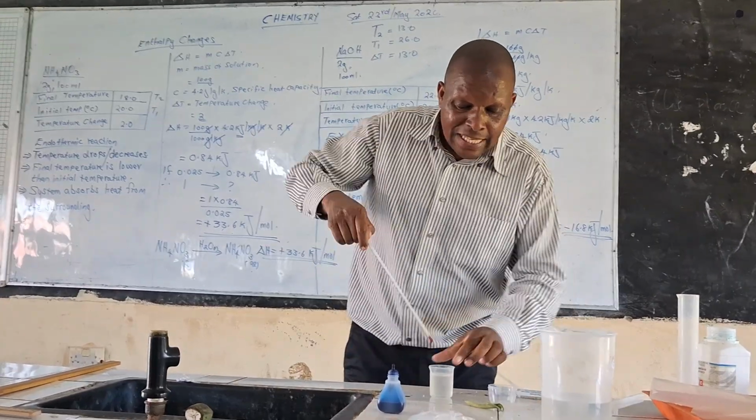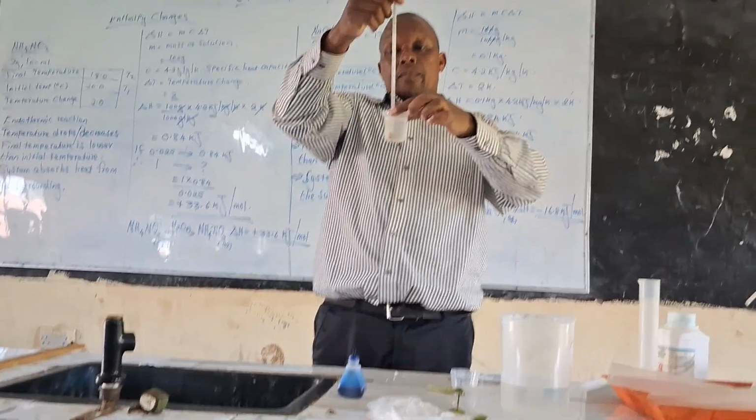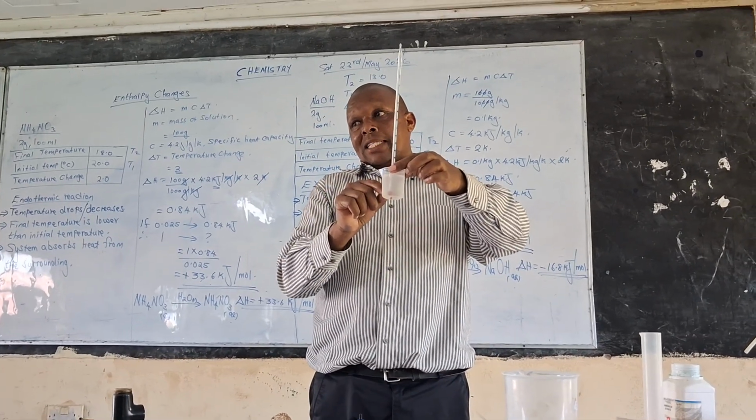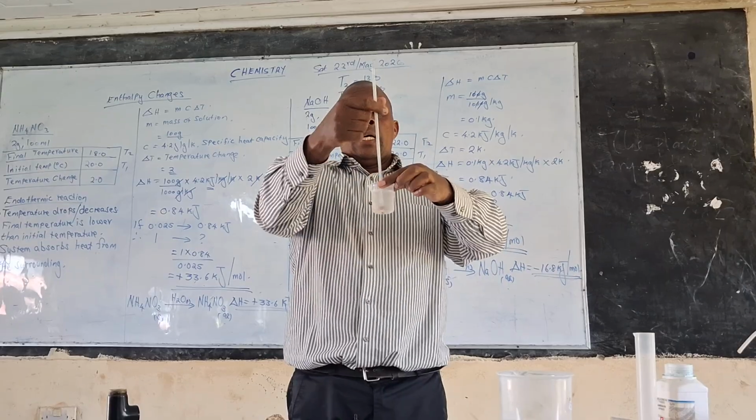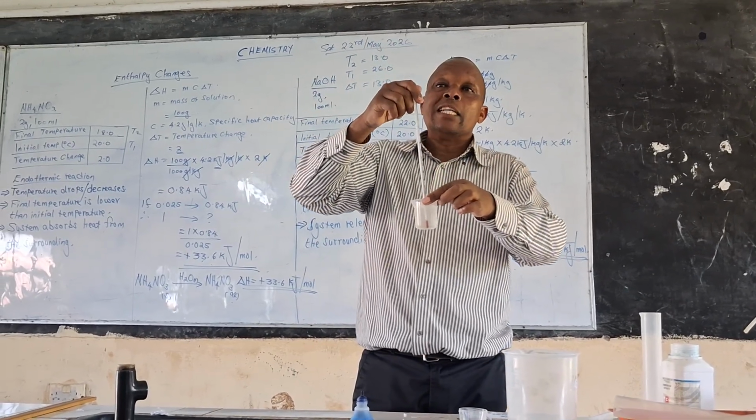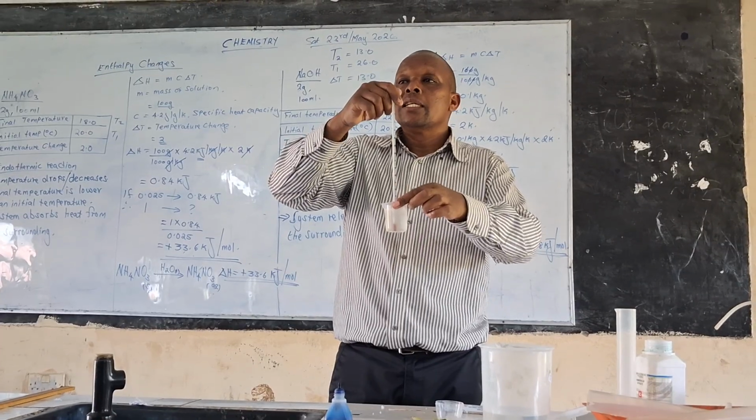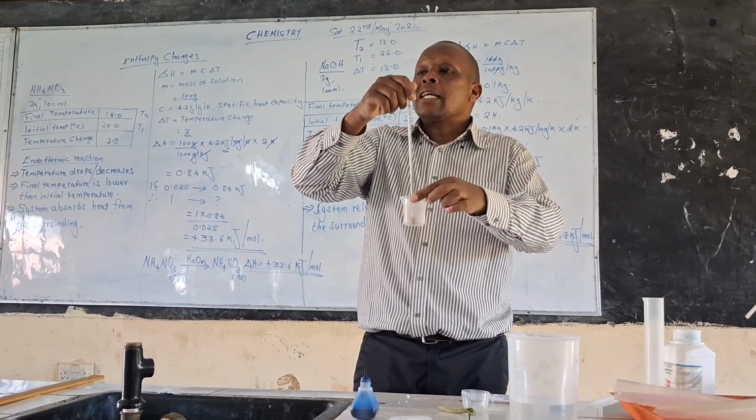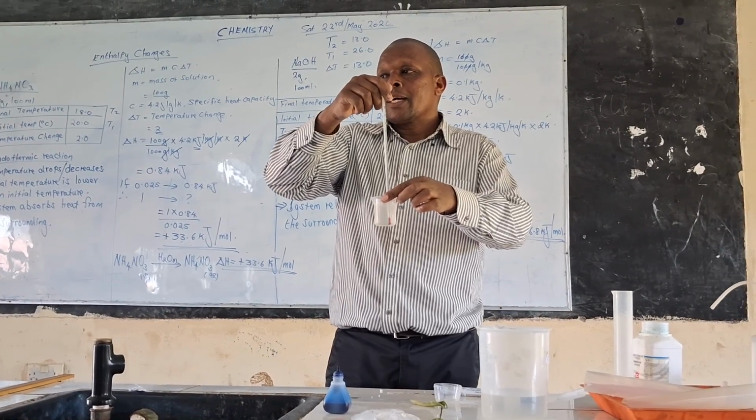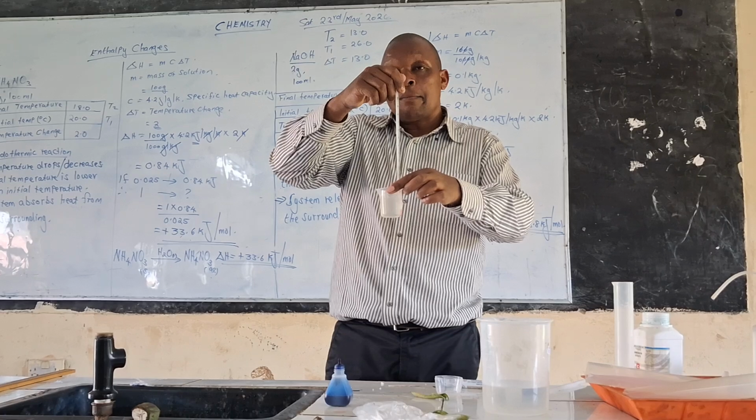Now, why did the temperature drop? We added some water, is it? So that water has lost that amount of heat energy. How many degrees? 13 degrees. So the system has absorbed what? Heat. Are we together? From the surrounding. That's why the temperature is dropping.